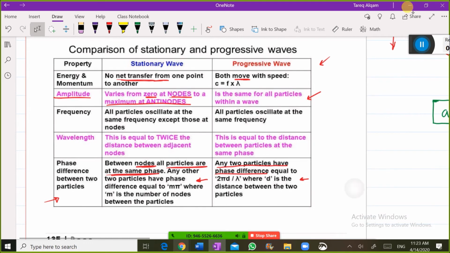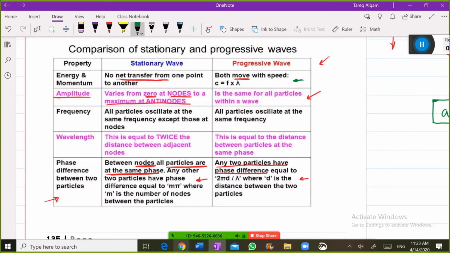Okay, طيب بس هلا I'm talking about the differences. ركزوا معي. اتفقنا انه بالبروجريسيف في speed وفي movement وهاي. Stationary ما في transfer of energy or no need to transfer from one point to another. الامبليتيود حكينا بالstationary or standing waves varies from 0 at nodes to maximum at anti-nodes. It's the same for all particles. Frequency, all the particles oscillate at the same frequency except those at nodes, because they did not oscillate أصلا. The particles at node, they did not oscillate.